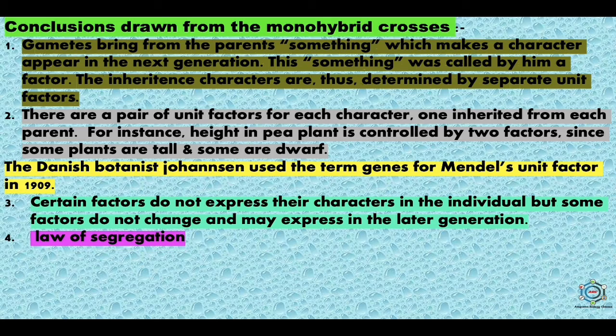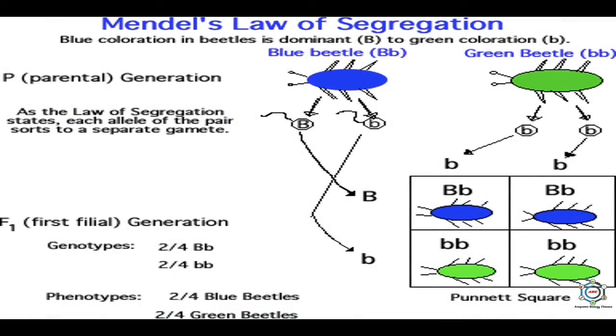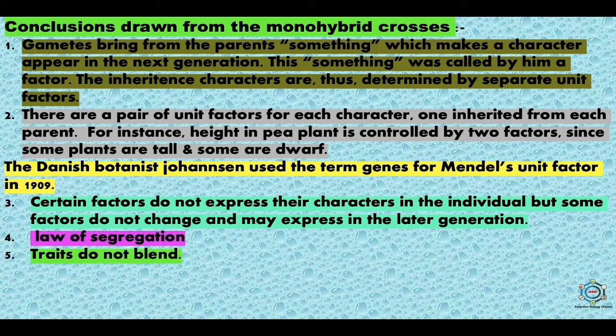Now, the law of segregation. Here, the factors of each character segregate during gamete formation, so that each gamete receives only one factor for each character and is always pure, and thus two factors of a trait occur with equal frequency in the male and female gametes. So this is Mendel's law of segregation.